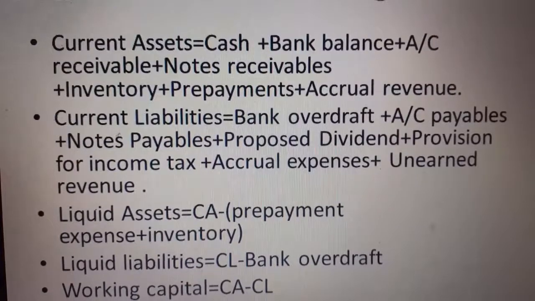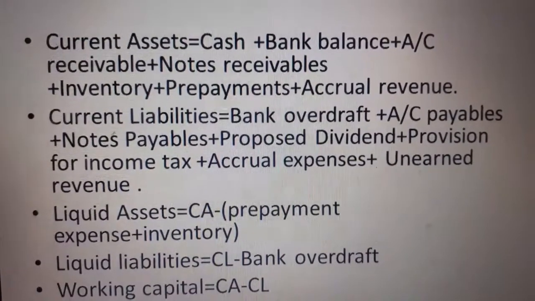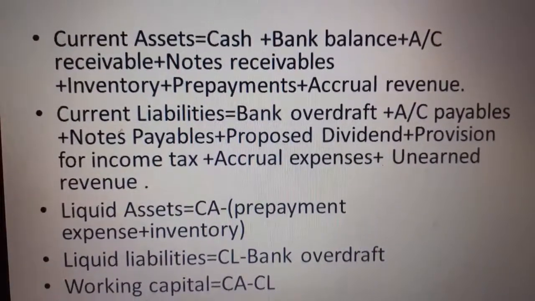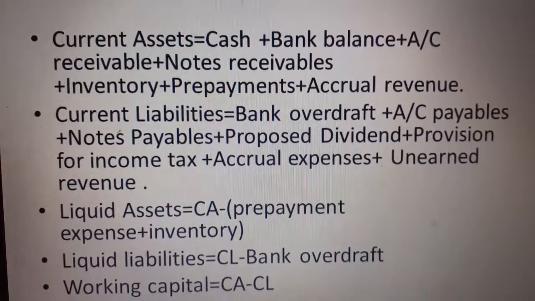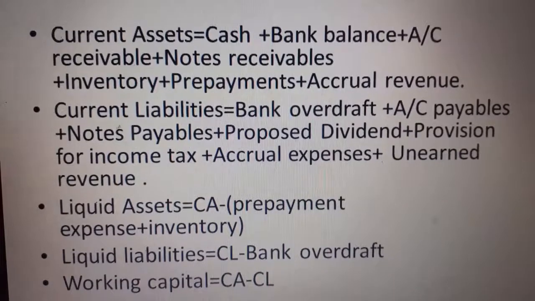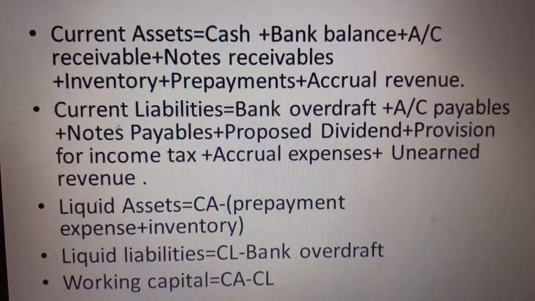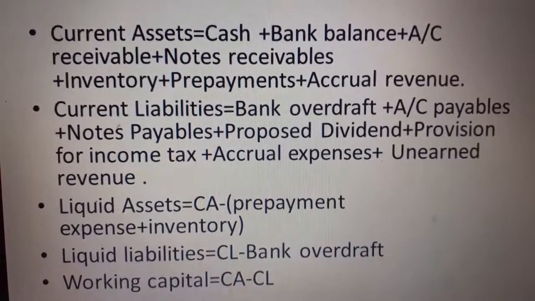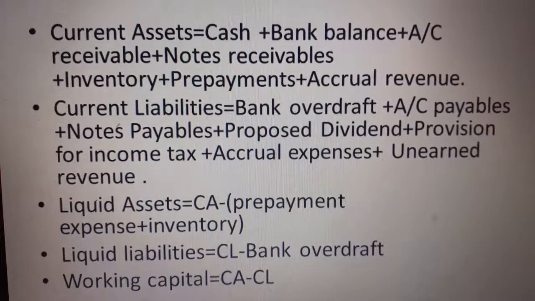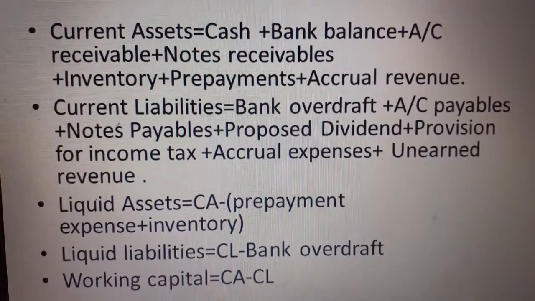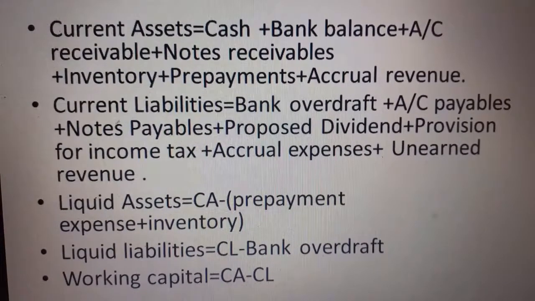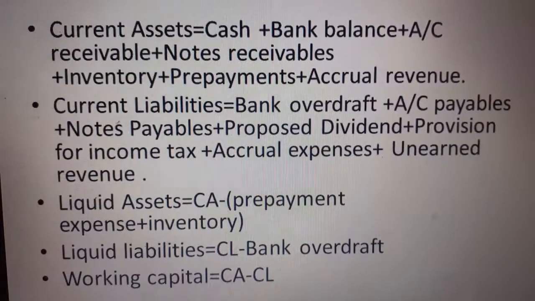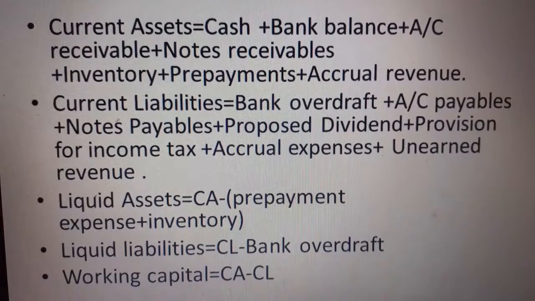workings. Current assets means the summation of cash, bank balance, accounts receivable, notes receivable, inventory, prepayments, that means advances in expense, and accrued revenue. Current liabilities is the summation of bank overdraft, accounts payable, notes payable, proposed dividend, provision for income tax, accrued expenses, that means expenses due, and unearned revenue.